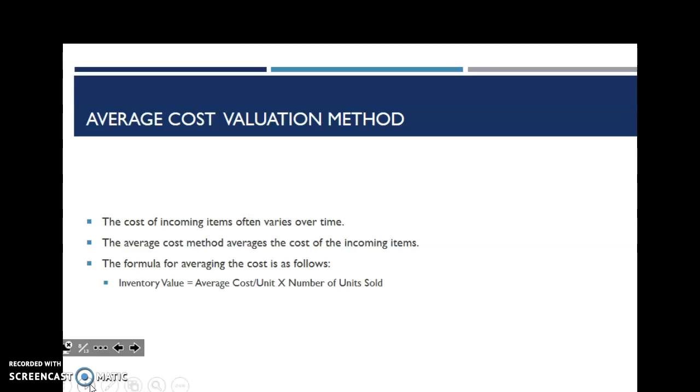So the average cost valuation method basically averages the cost of the incoming items, because the cost of incoming items often varies over time when you are calculating your inventory. So the formula for averaging the cost is as follows. Your inventory value is equal to the average cost per unit times the number of units. So let's take a look at that.